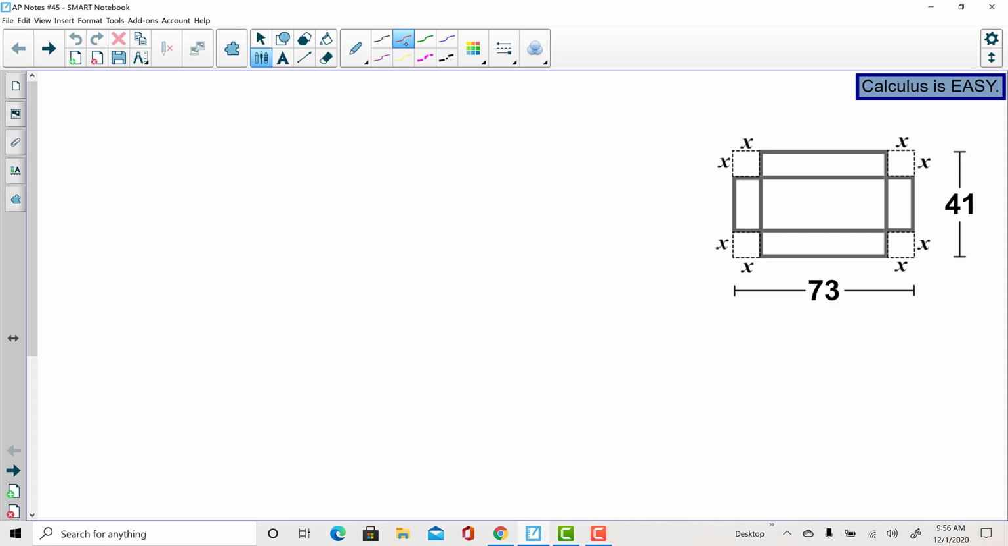And we're going to take a sheet of metal or a sheet of cardboard or something, and we're going to try to create a box that has the maximum volume, the biggest volume possible. So we're just going to cut out the corners. So the corners are just going to be squares.